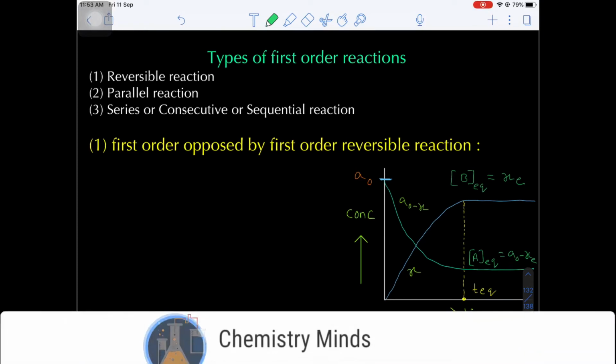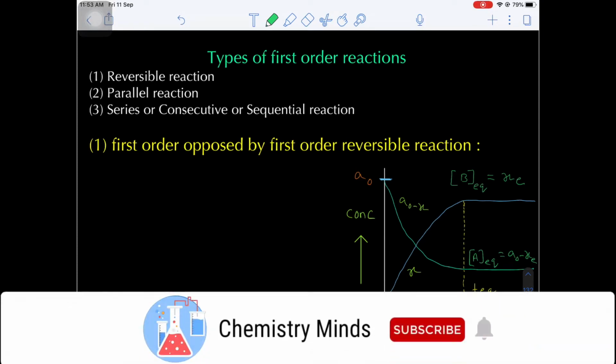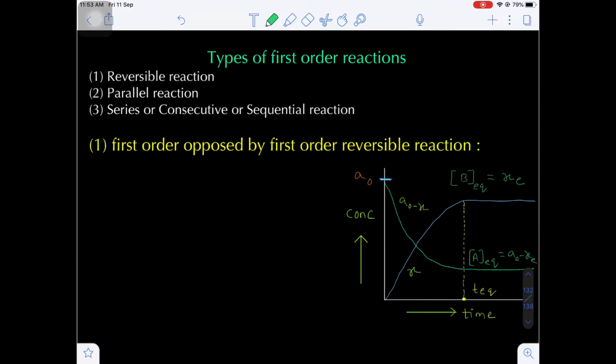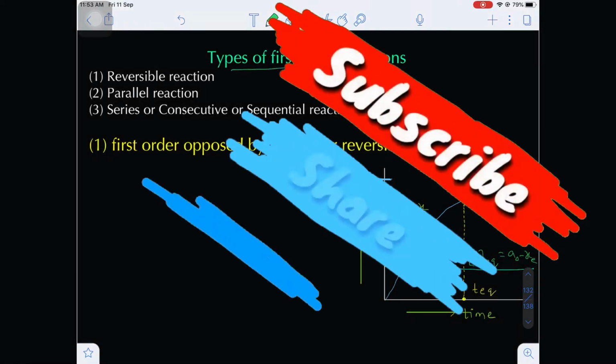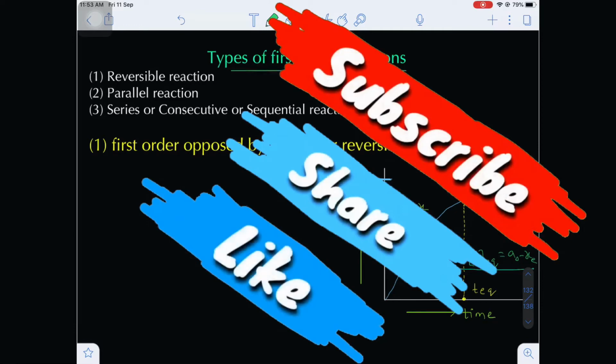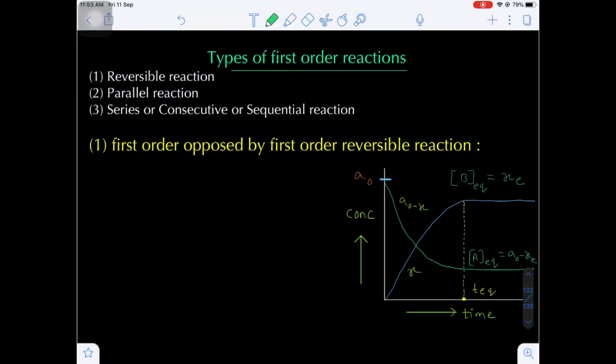Hello students, in today's class we are going to discuss the different types of first order kinetics, different types of first order reactions. It is completely based upon the advanced level. There are three different types of first order kinetics. Number one, reversible reaction. Number two, parallel reaction. Number three, series or consecutive or sequential reactions.